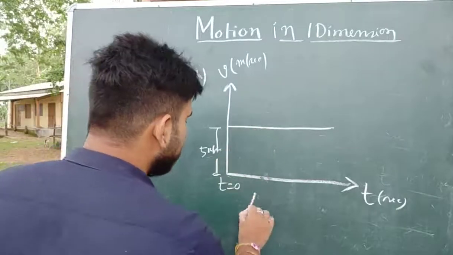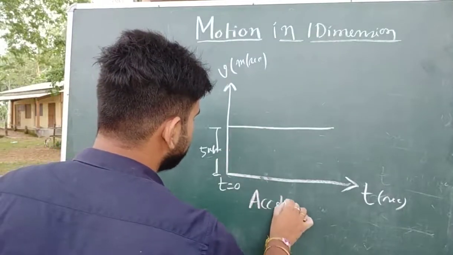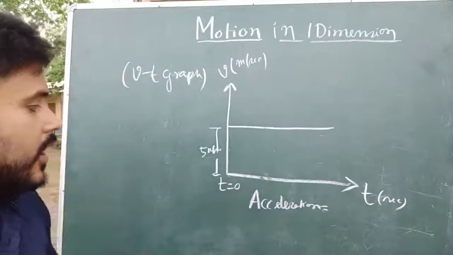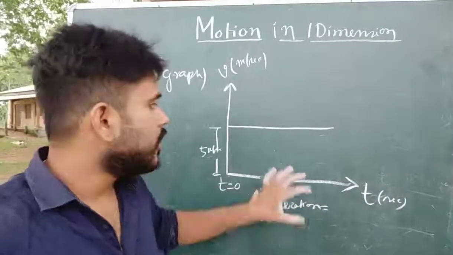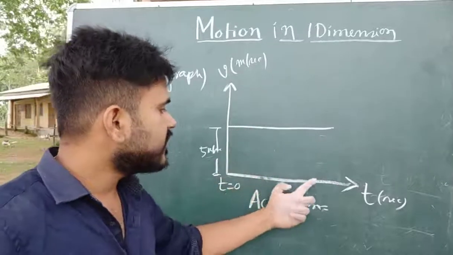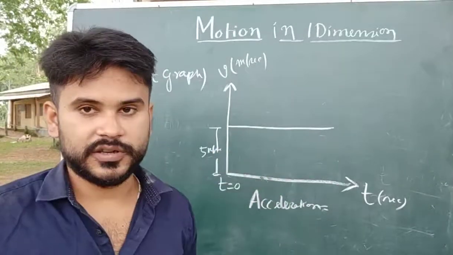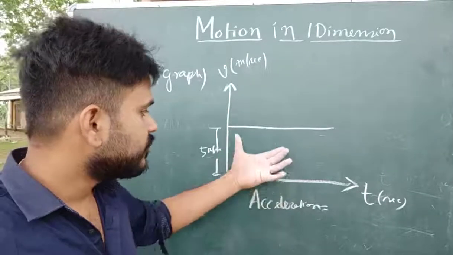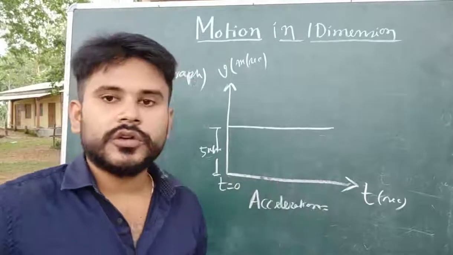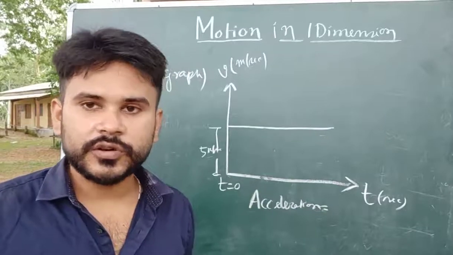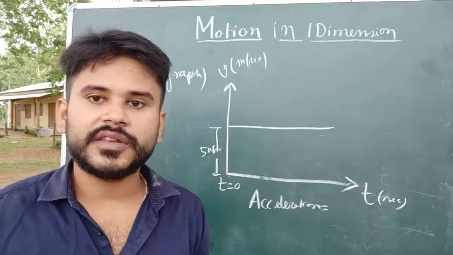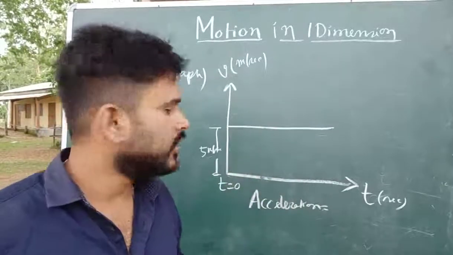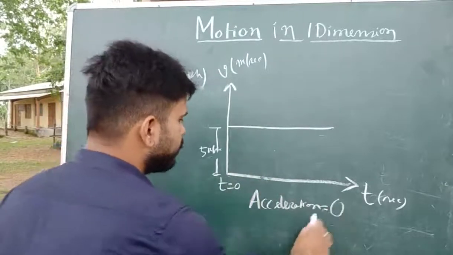So in this case, what will be the value of acceleration? Can you tell me? Acceleration will be 0 because at every instant of time we have constant velocity, a fixed amount of velocity. Velocity does not change with respect to time. As a whole, the acceleration is 0 because acceleration is nothing but the change in velocity over time. Because there is no change in velocity, we get acceleration 0.